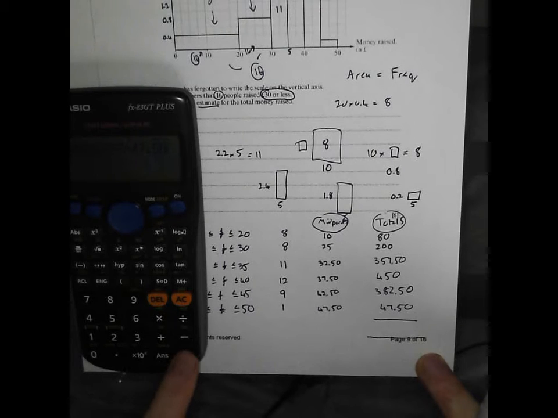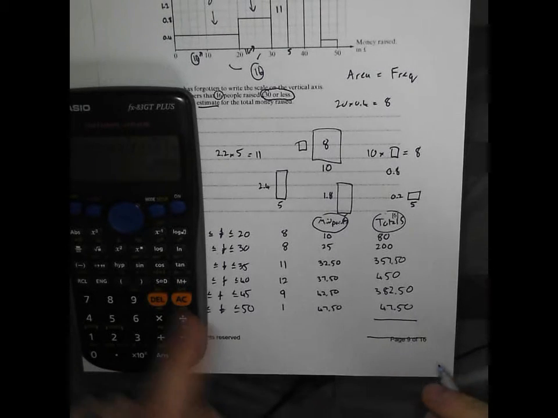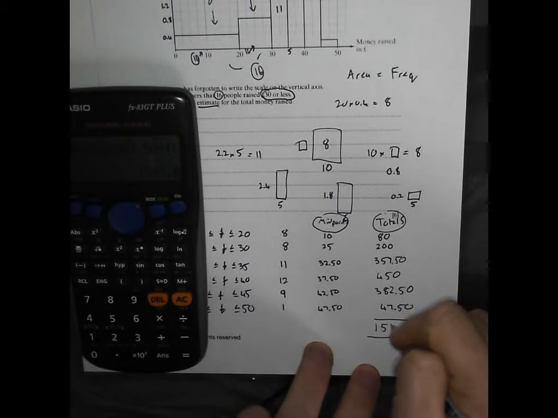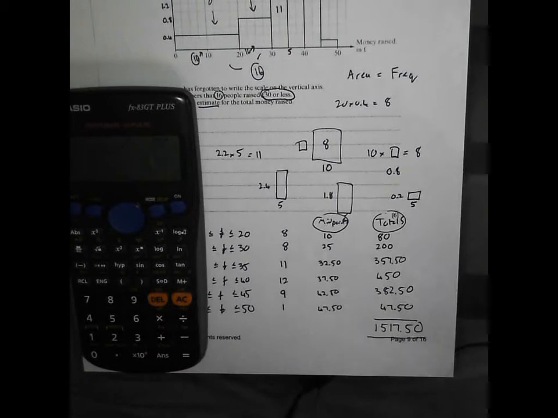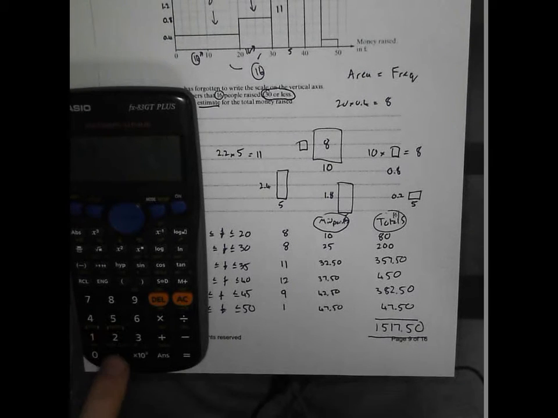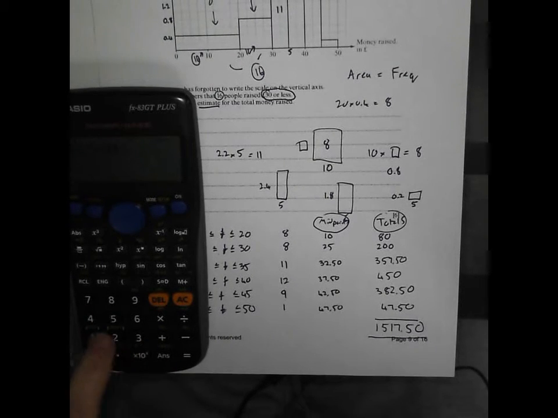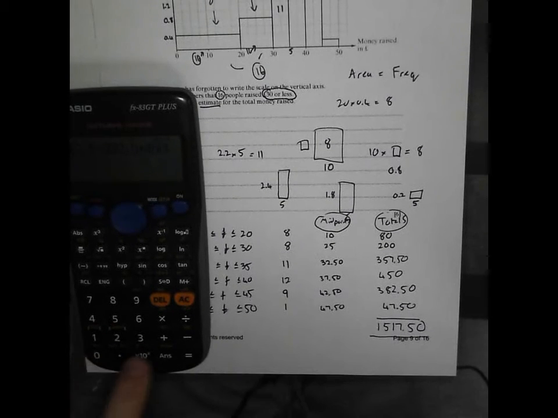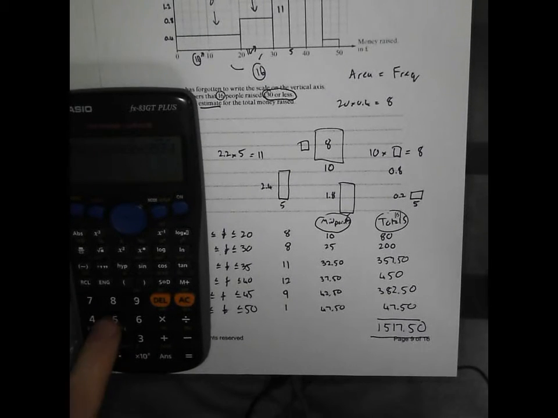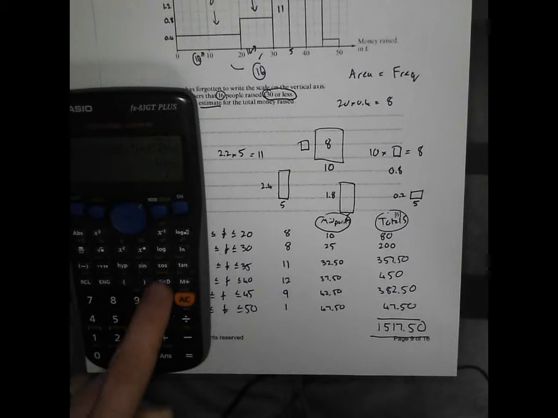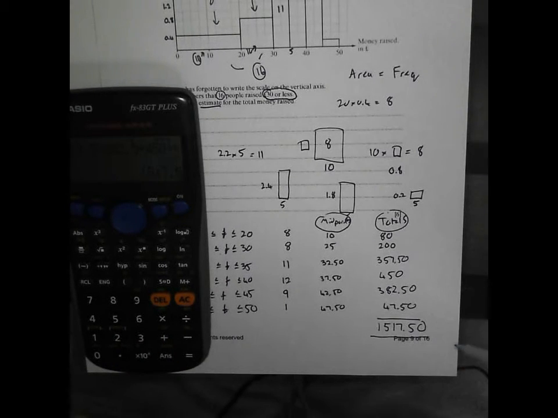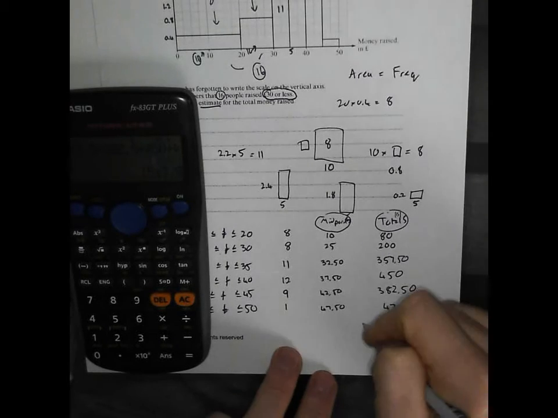In total, that's going to give me, flipping heck, £1,517.50. But again, I'm going to use my tip. I'm just going to bang them in again just to double check. And this time, just for a laugh, I'm going to start at the bottom. £47.50 plus £382.50 plus £450 plus £357.50 plus 200 plus 80. Do I get the same answer? I better add... £1,517.50. That is hard work for 6 marks.